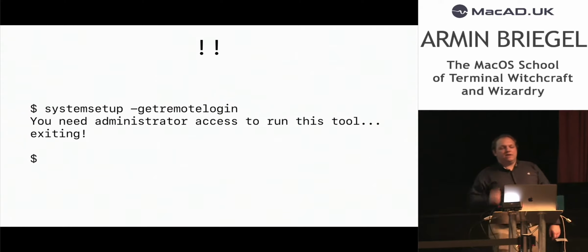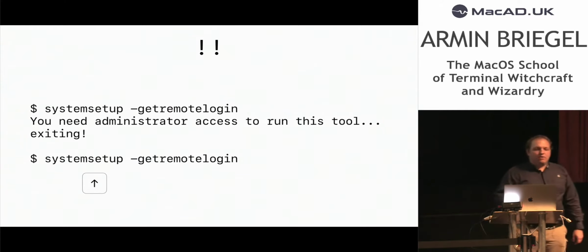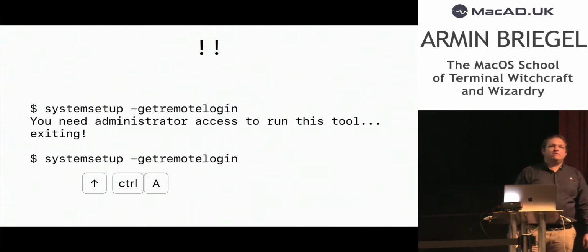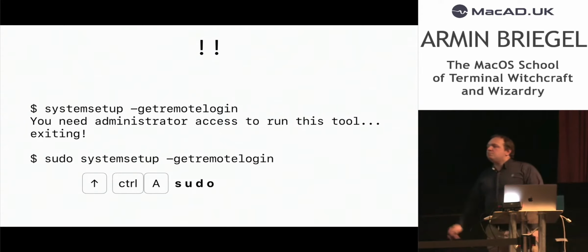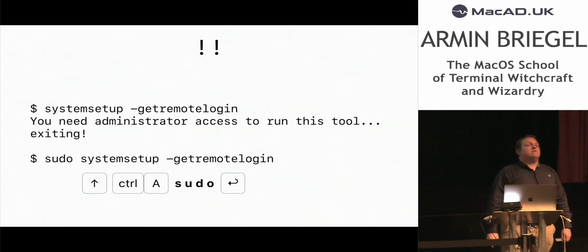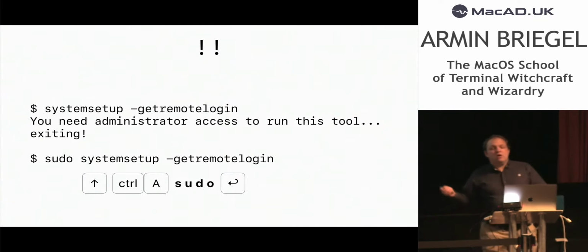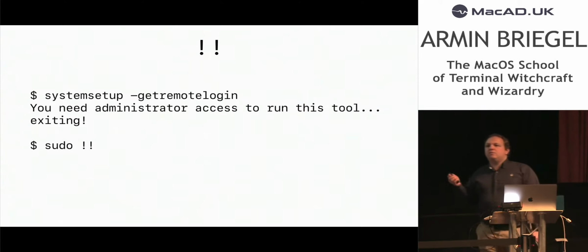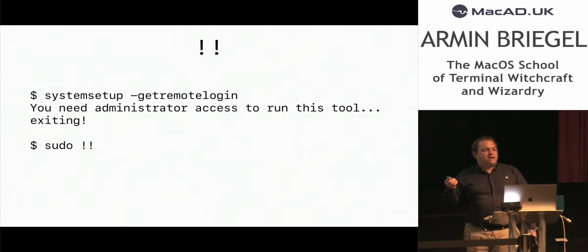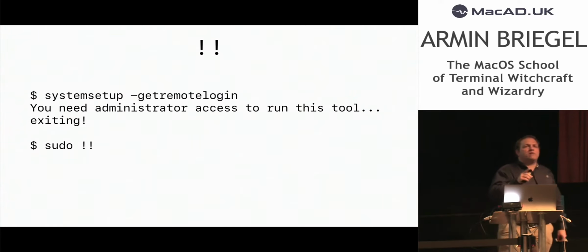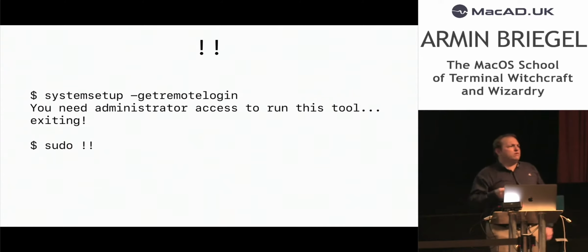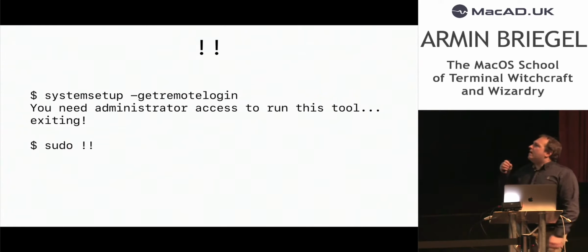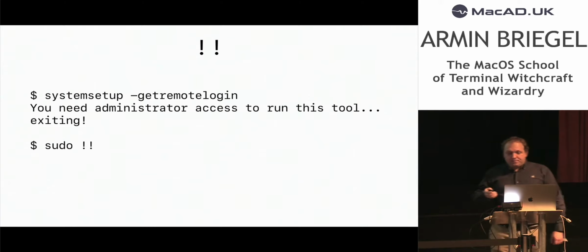You can hit the up key, Control A to go to the beginning of the line, type sudo space, and then return to run it as root. Or you can do the easier thing and type sudo bang bang. And the nice thing about sudo bang bang, it's actually the same number of keystrokes. I counted it. Somebody said, well, it's the same number of keystrokes. It doesn't matter. It really is. But I still think this is easier.